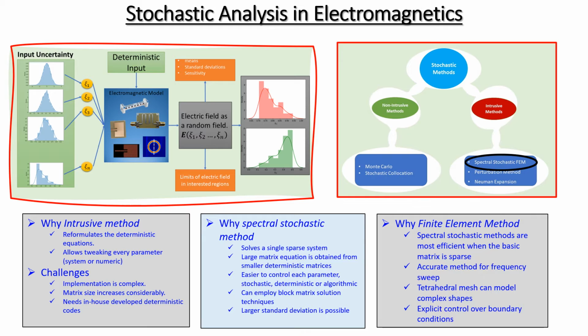Spectral stochastic methods, perturbation method, and Neumann approaches are some of the examples. We use intrusive methods since they allow seamless tweaking of deterministic, stochastic, and numerical parameters, even though the implementation is complex. But this needs an in-house developed deterministic implementation. Out of the three intrusive methods mentioned, the spectral stochastic FEM or SSFEM can handle the largest input parameter deviation as long as it is physically feasible. Moreover, the spectral stochastic FEM gives a sparse matrix system with block structure, which allows faster solution with limited computer space.